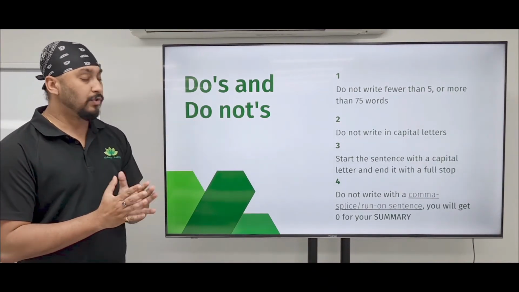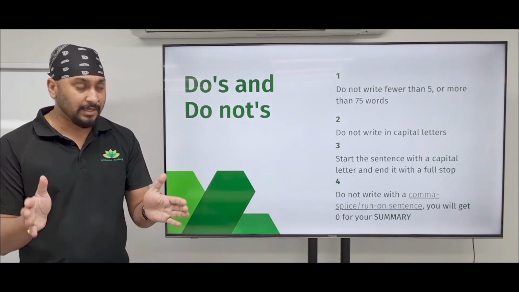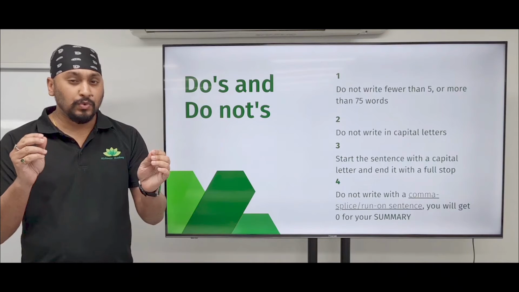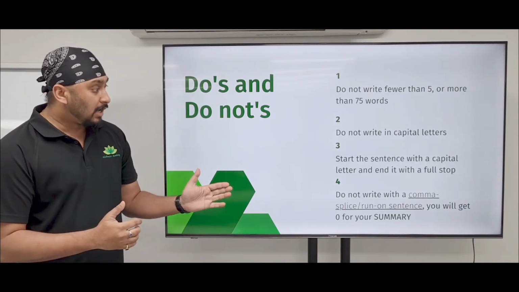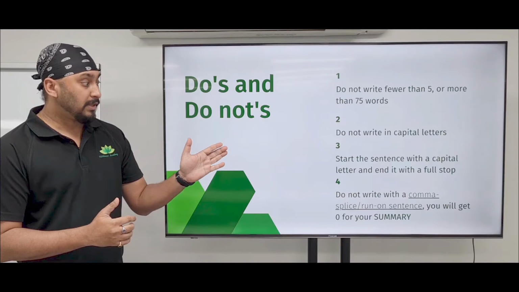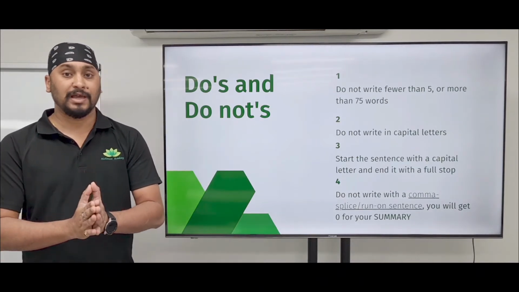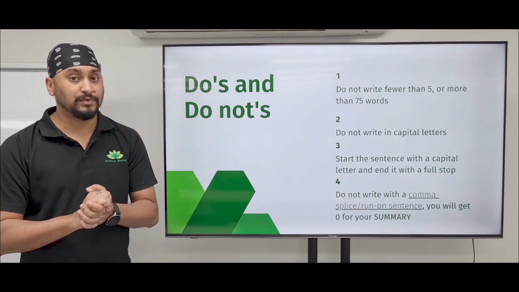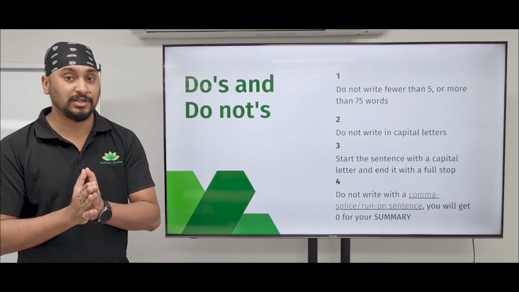Number one, do not write fewer than 5 words or more than 75 words, because that is your word limit. Do not write your summary in capital letters, because if you write your summary in capital letters, you could end up getting 0 straight away. Do start the summary with a capital letter and end it with a full stop. Please make sure that you finish your answer before time and you revise it, and your answer should have a full stop at the end, because if you do not have a full stop, even though your answer is fully correct, you could end up getting a 0.